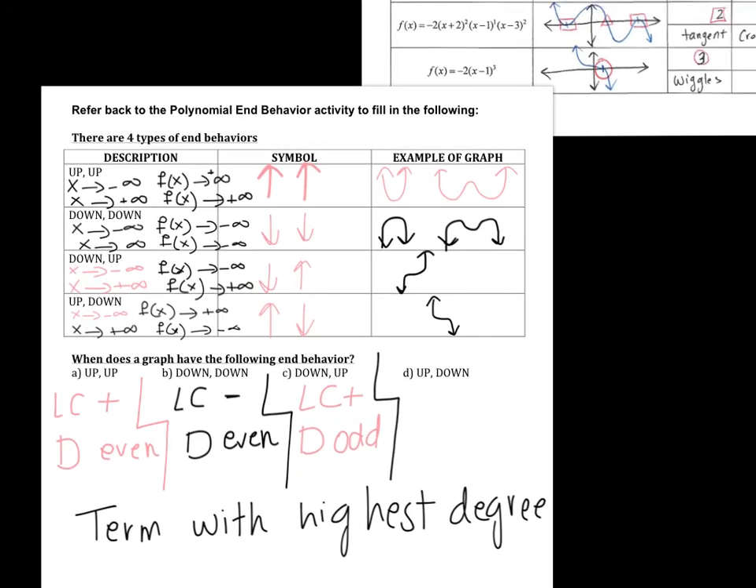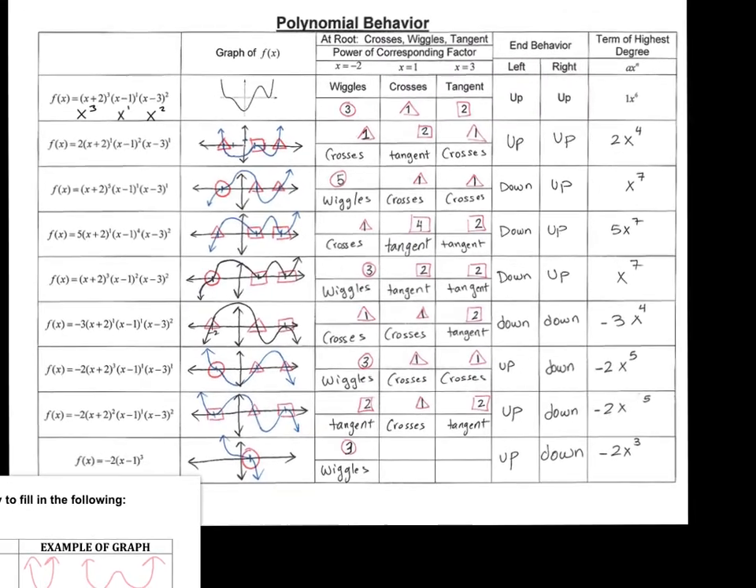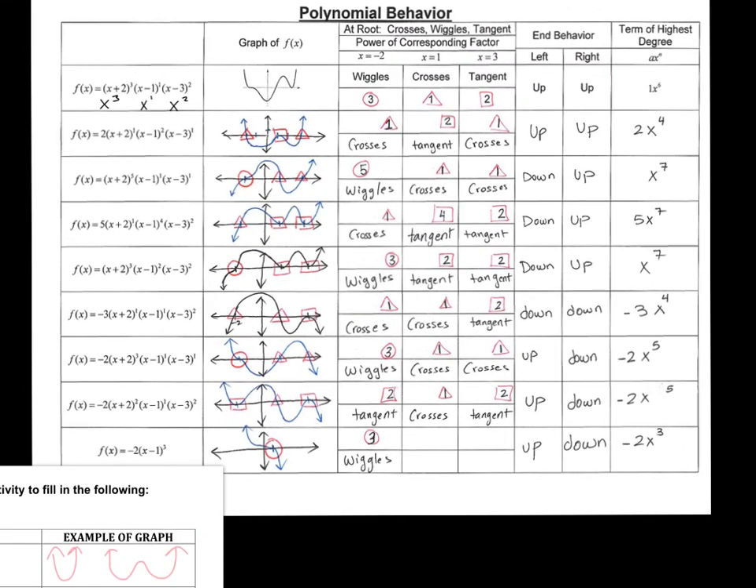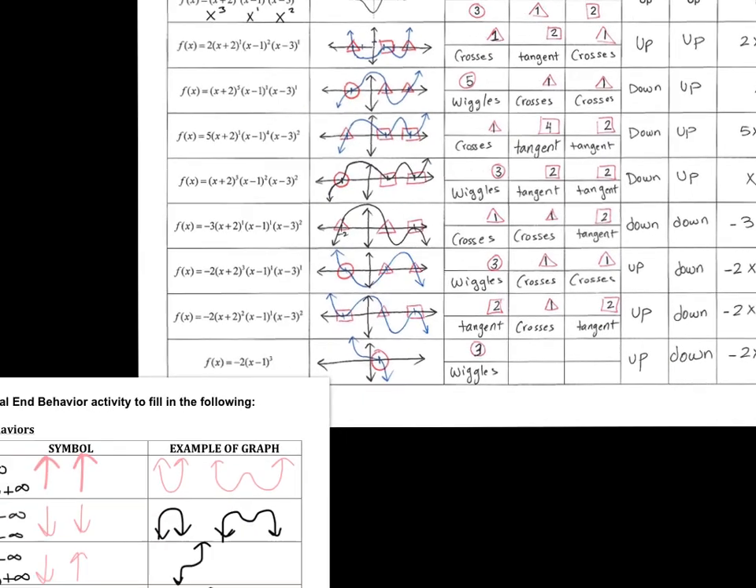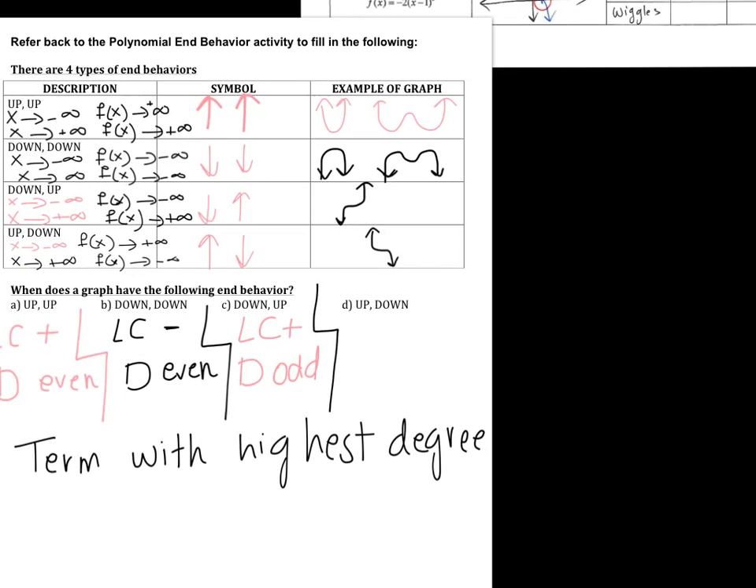Now, when do we have an up-down function? Up-down function. So let's look at our examples. All of the coefficients are negative and the power or the degree is odd. So when the LC, which is the leading coefficient, is negative and the degree is odd, this is when you have an up-down end behavior.